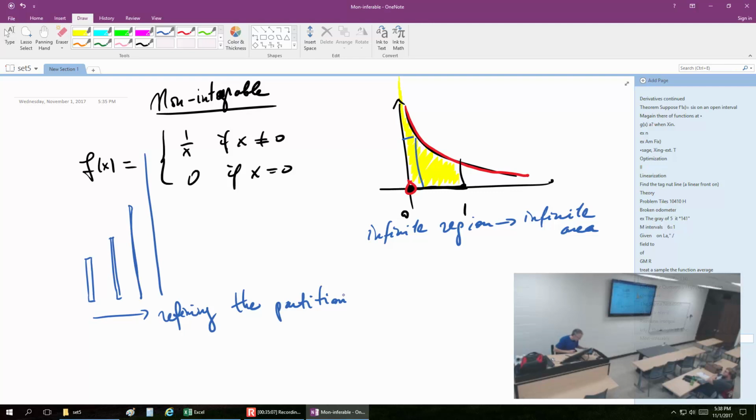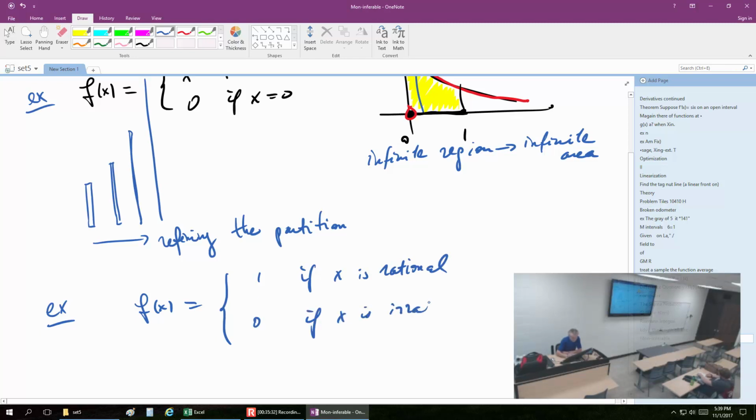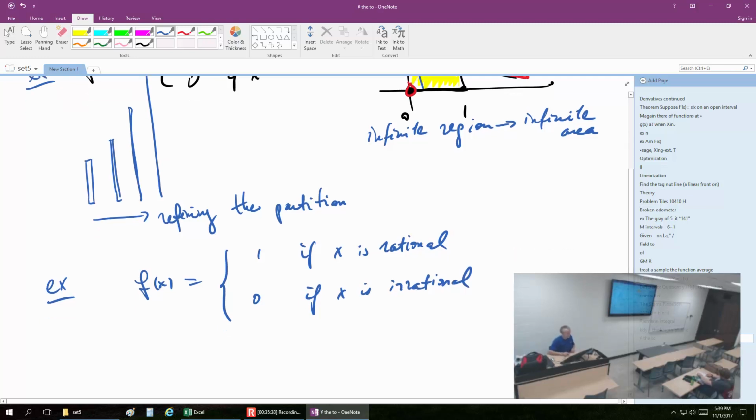At this point we'll just point out that there are really nasty functions. This is another one that's way nastier than that. It is the function that is 1 if x is rational and 0 if x is irrational. This one is really hard to plot. It's not only discontinuous, if you need another example of discontinuity, that's what you've got. This function is discontinuous at every single point.